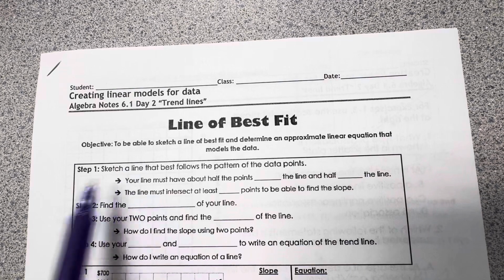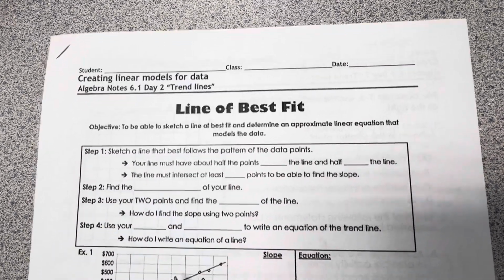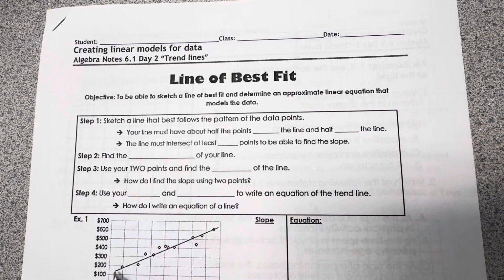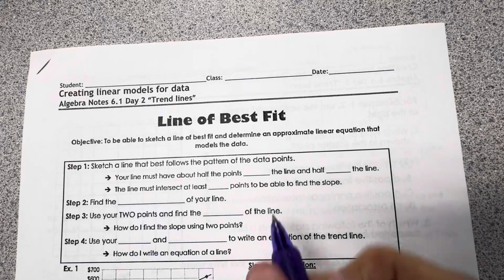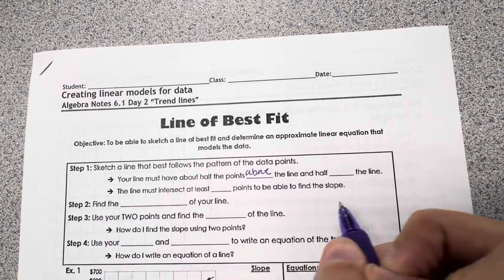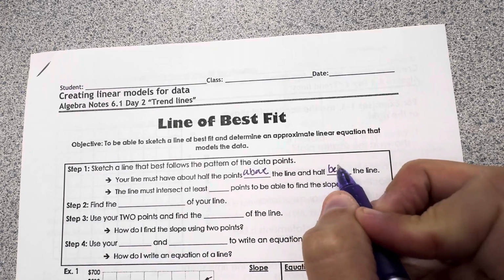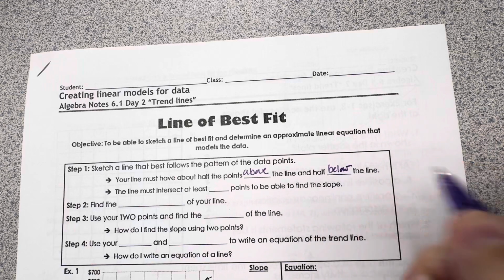To sketch a line, you have to have half of the points above and half the points below. So this is what we call the line of best fit. You have half the points above, half the points below, and you'll see that it does go through a few of them, which is okay. That's what we're looking for when we do the line of best fit.